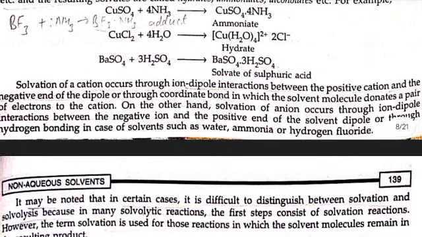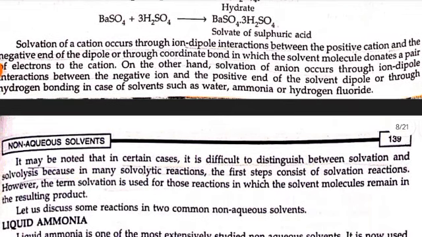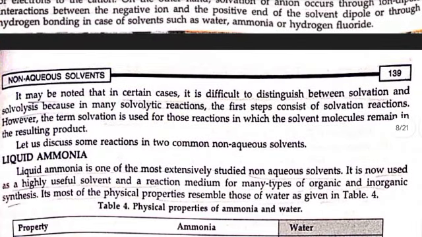Solvation of a cation occurs through ion-dipole interaction between the positive cation and the negative end of the dipole, or through coordinate bond in which the solvent molecules donate a pair of electrons to the cation. On the other hand, solvation of anion occurs through ion-dipole interactions between the negative ion and the positive end of the solvent dipole, or through hydrogen bonding in case of solvents such as water, ammonia or hydrogen fluoride.